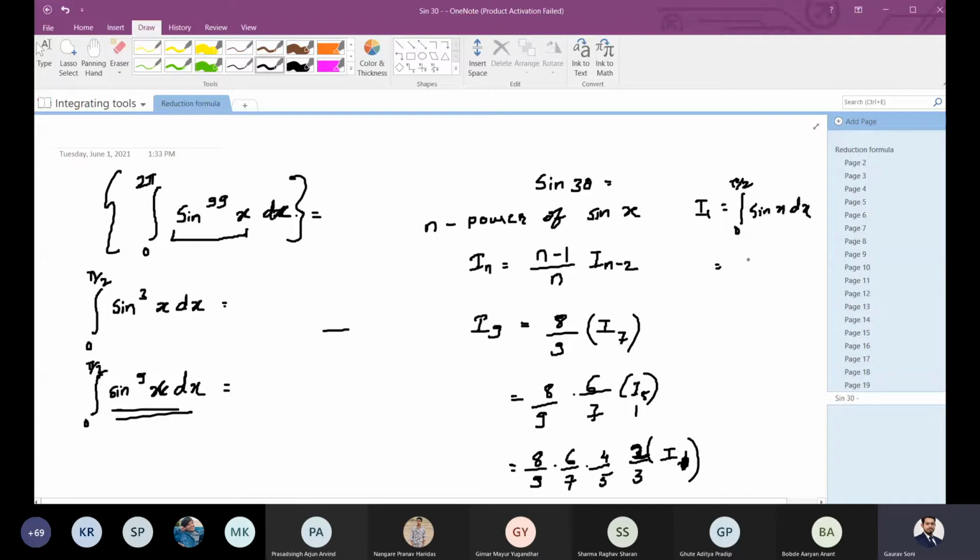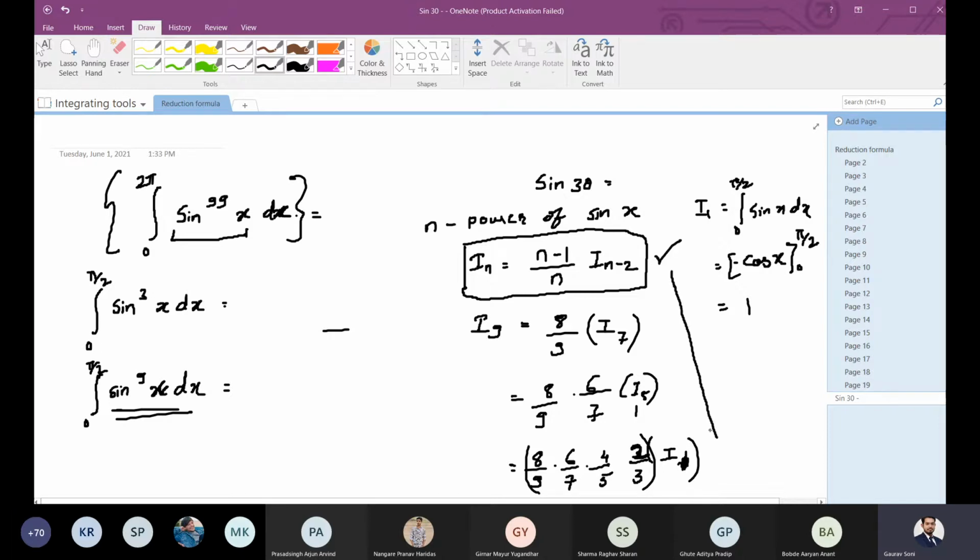So the integration of sin x is minus cos x, with limits from 0 to pi by 2. Cos pi by 2 is 0, so this will be 1, and that is the answer. Is there anyone having a doubt with this? What I said is, if I have a relation like this, that the integration of sine raised to n will be equal to (n minus 1) upon n times the integration of sine raised to n minus 2, then using this relation I have got the final answer without actually integrating anything.